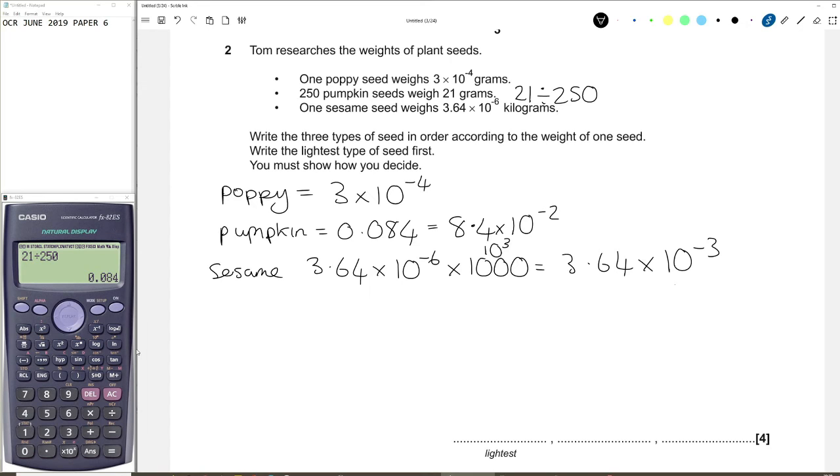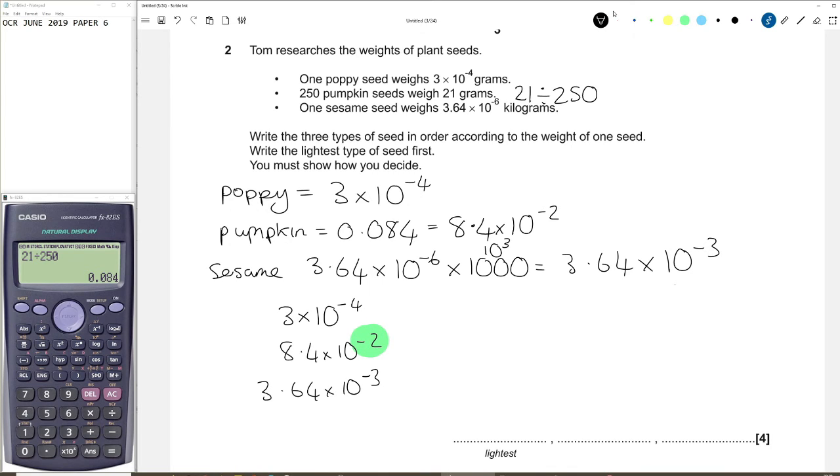So now you've got three different standard forms here. 3 times 10 to the power of minus 4, 8.4 times 10 to the power of minus 2, and 3.64 times 10 to the power of minus 3. They are all in grams. Now what I need to do is convert it to the same power of 10. Now what I normally like to do is choose the highest power, which is minus 2, and convert everything to the power of minus 2.